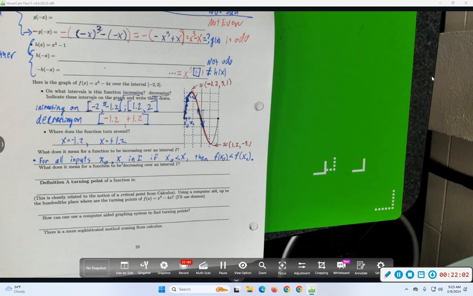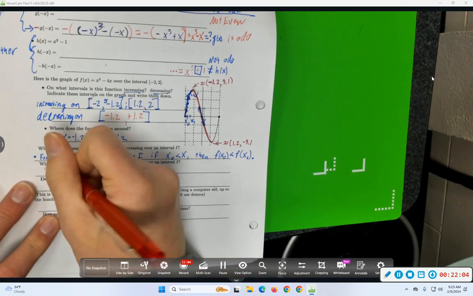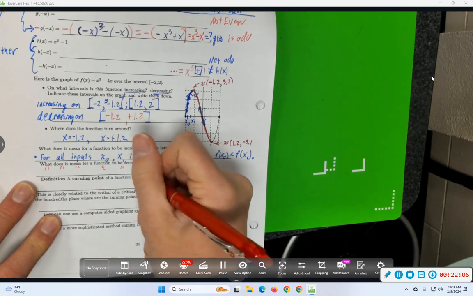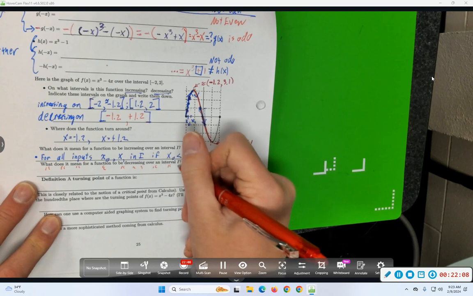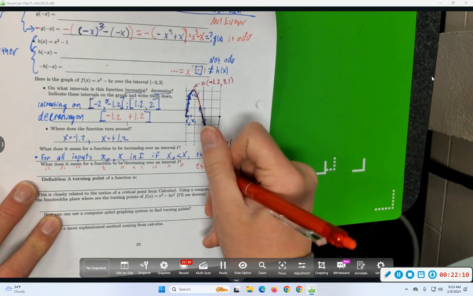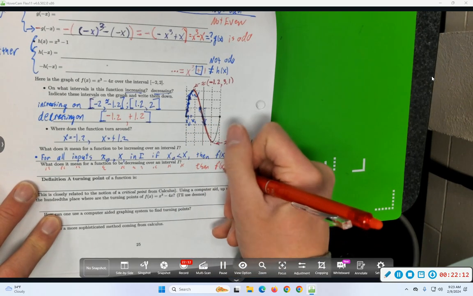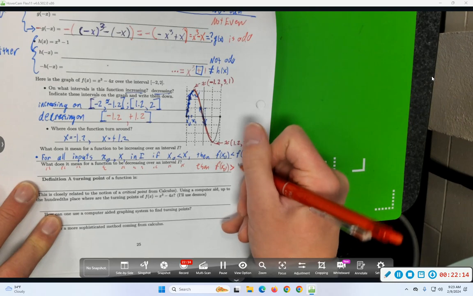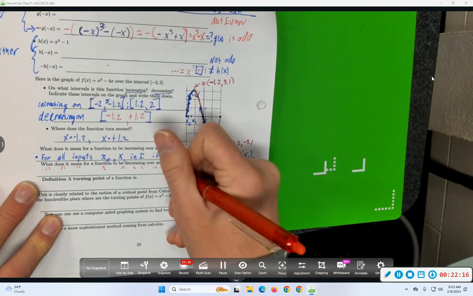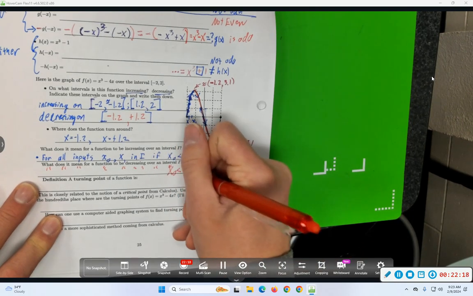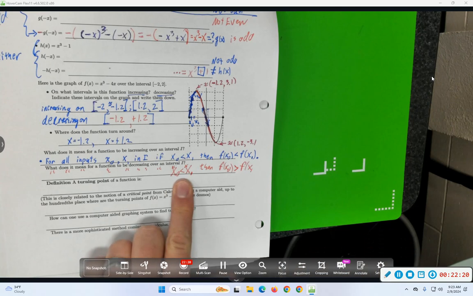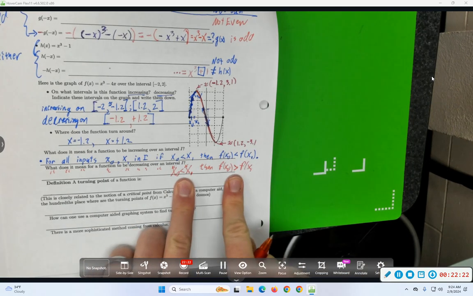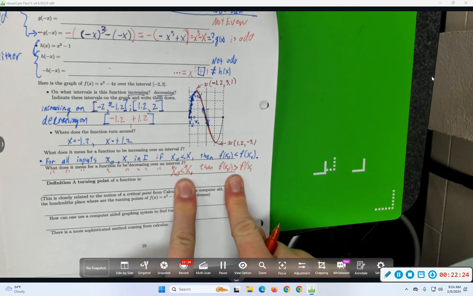So, what does it mean to be decreasing? Well, the same thing, but inequality switch. For all inputs, x0 and x1 in the interval, if the first is less than the second, then... so if you take one input that's less than another input, the function reverses that inequality. Does that seem like something that agrees with the picture above?